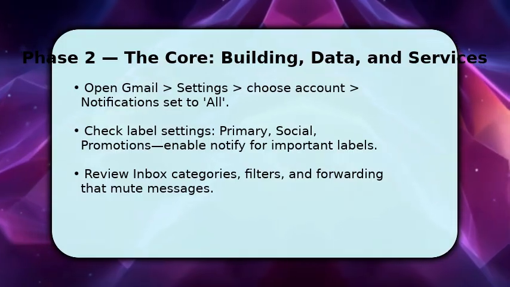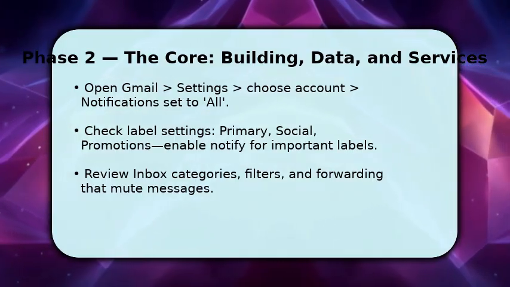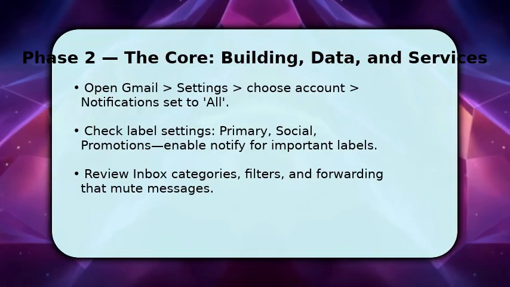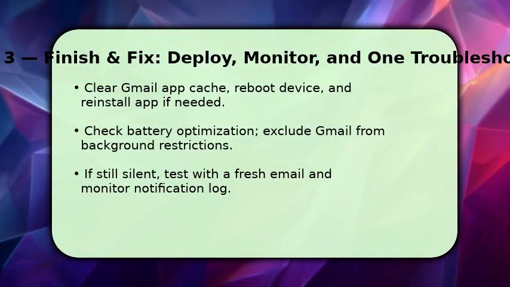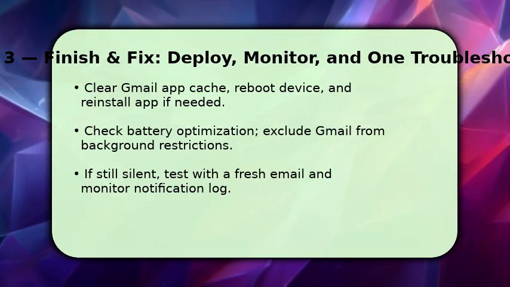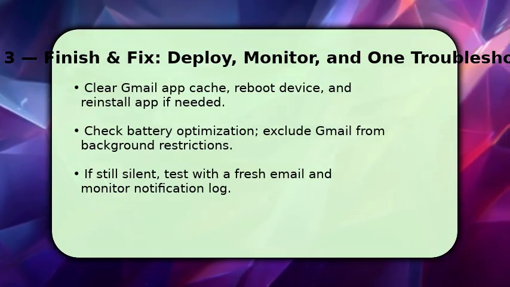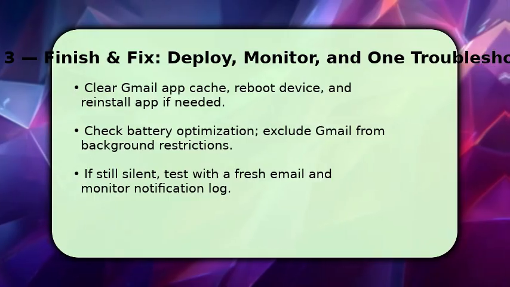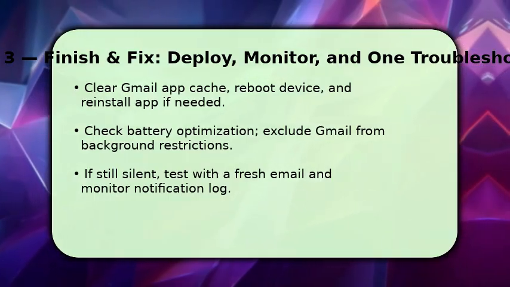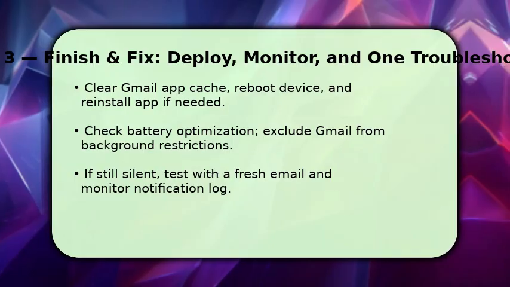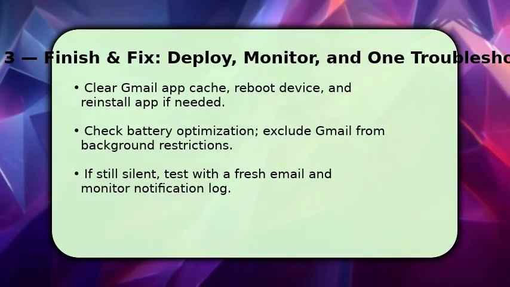Finish by eliminating system interference and corrupt data. Clear the Gmail app cache, then reboot your device. If problems persist, reinstall the app to reset settings. Next, disable battery optimization for Gmail so background sync can run. Many Android and some iOS power settings kill notifications.